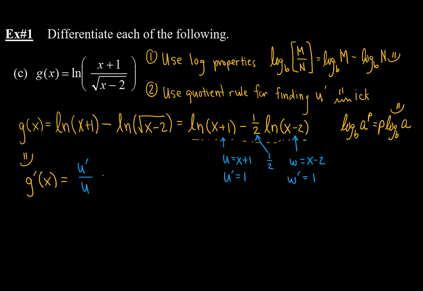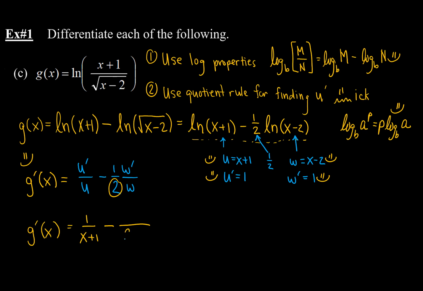So when I take this derivative, I'm really going to follow those rules. So g prime of x is going to be u prime over u. That's going to be 1 over x plus 1. And then I'm subtracting w prime over w. And then that 1/2 is in the front, which is really just the 2 in the denominator. And I'm going to have 2 times x minus 2 and 1 in my numerator.